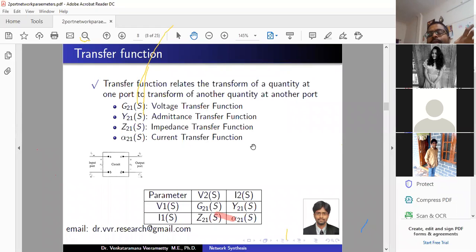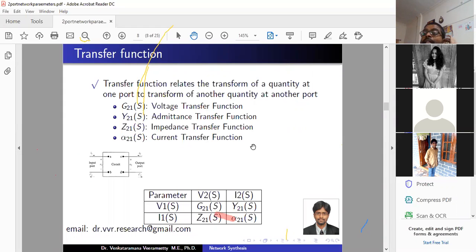If you are trying to correlate voltage at the first port with the voltage at the second port, or voltage at the first port with the current at the second port. Similarly, current at the first port with the voltage at the second port, or current at the first port with the current at the second port. That means one quantity is correlated with another quantity in another port, not at the same port.